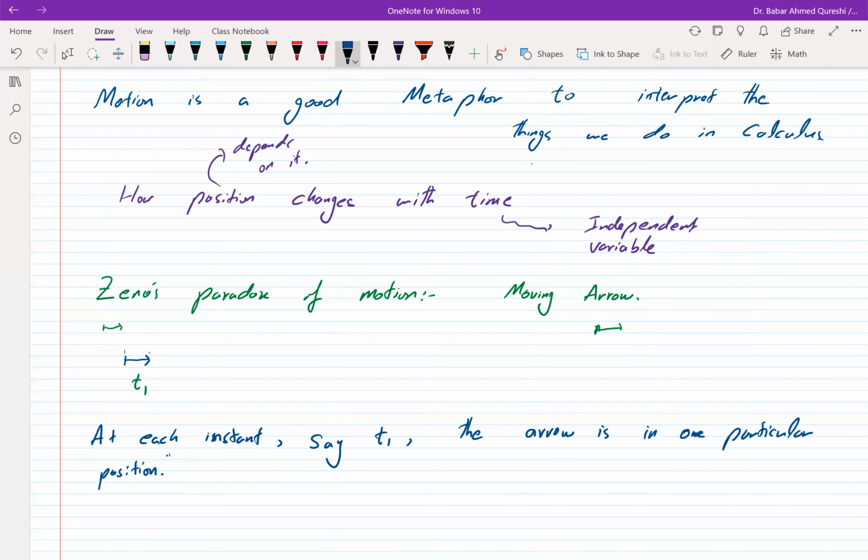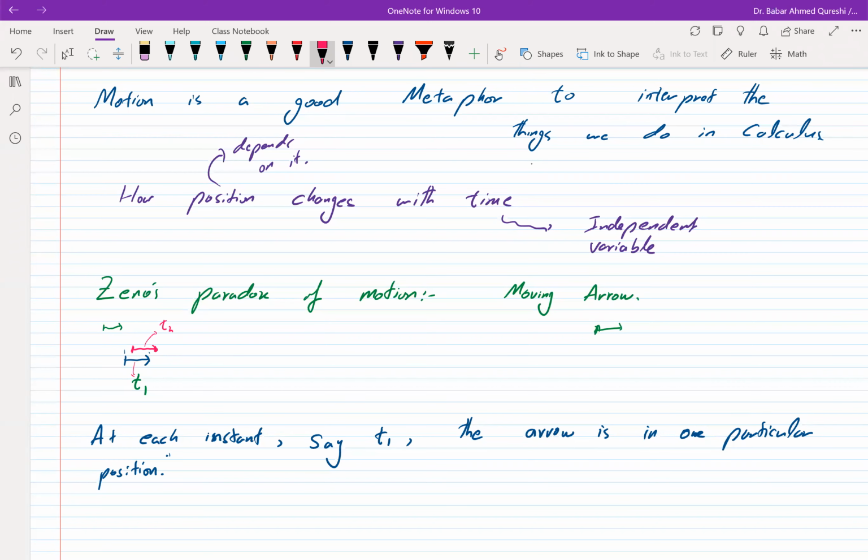That's almost by definition. Because if the arrow is at two positions, if the arrow at one instant is here and here as well, then he said that we are not talking about one instant, we are talking about two instants. Because at this instant it was at t1, and this must be some close by instant, t2. So at one instant, the arrow is at one particular position.